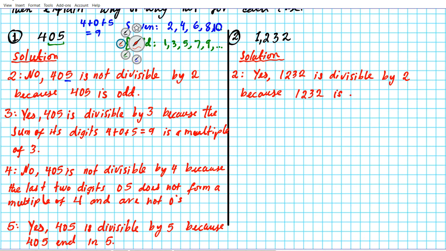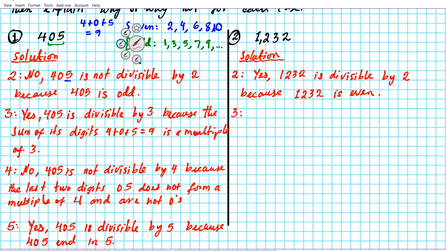How do you know that 1232 is even? You just look at the last digit. Is it 2, 4, 6, 8, or 0? Yeah, it's 2, so that automatically means the entire number is even. Bam. How about 3?